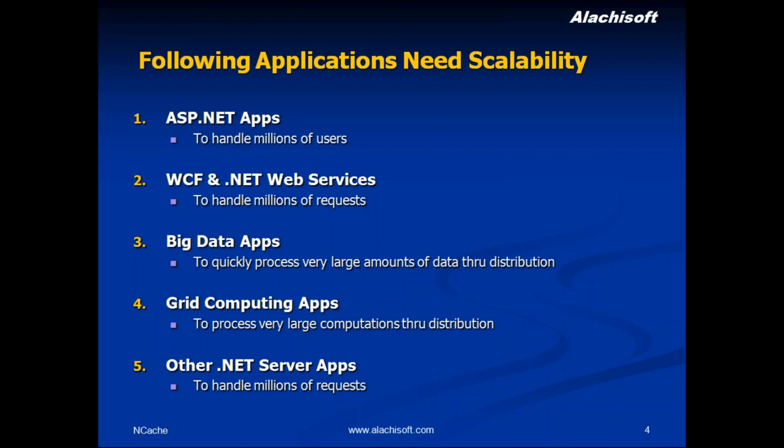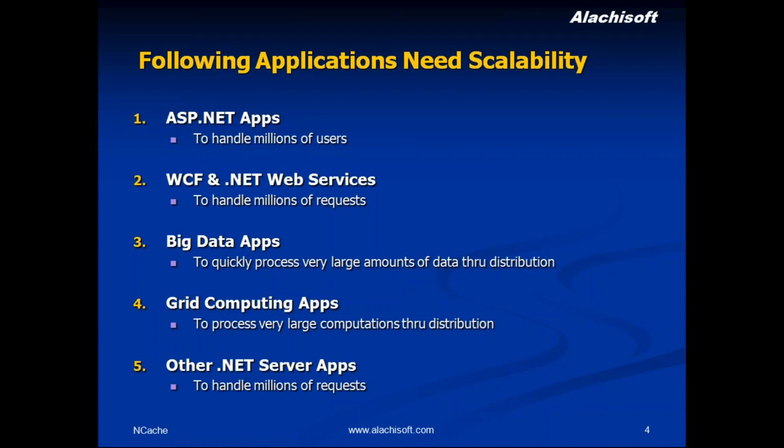Then we have big data applications. This is a common buzzword these days. A lot of applications and architectures are moving towards this, where you may have to process huge amounts of data through distribution on different modules and processes. But towards the end, you would be dealing with a lot of data and a lot of requests. And then we have grid computing applications, where you may have to process huge amounts of computation through distribution on multiple inexpensive servers.